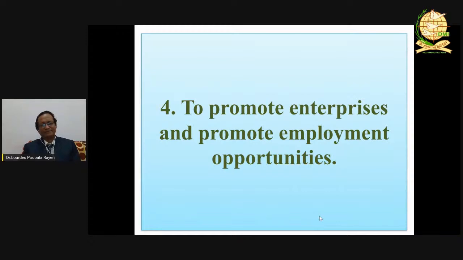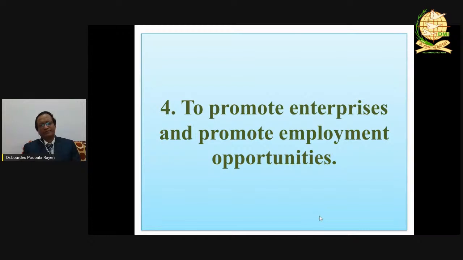Just compare. In the micro scale concerns, micro enterprises, we are giving employment to one individual for an investment of 10,000 rupees. Whereas if it is a large scale concern, for an investment of 1 lakh rupees, you are giving employment to only one person. That is 10:1 is the ratio. Which provides more employment? Only the micro and small scale concerns are giving more employment.